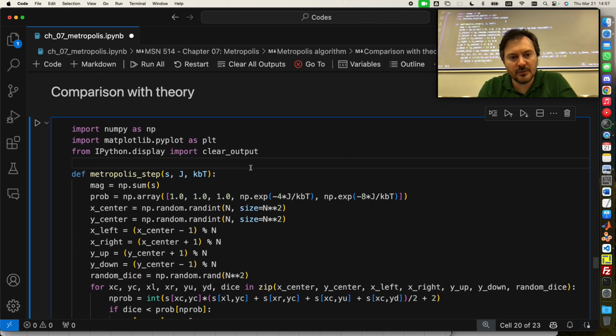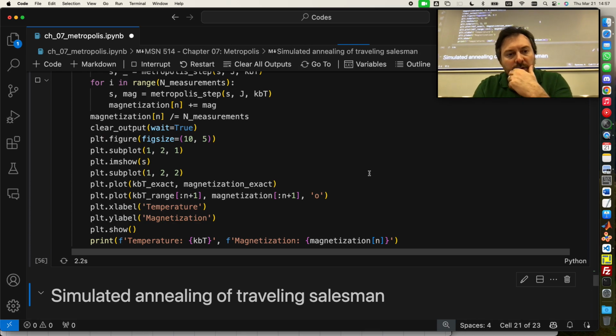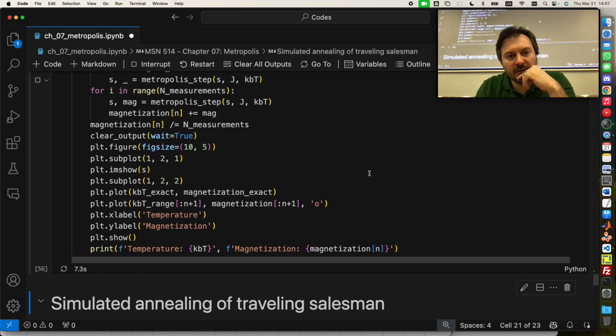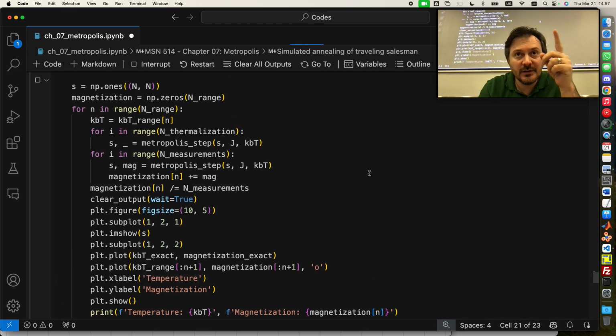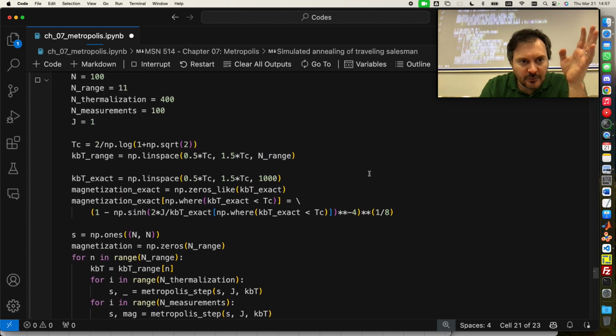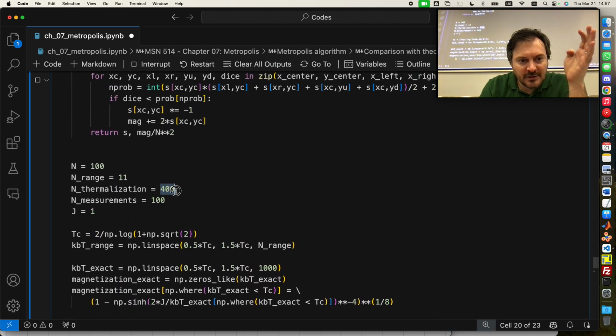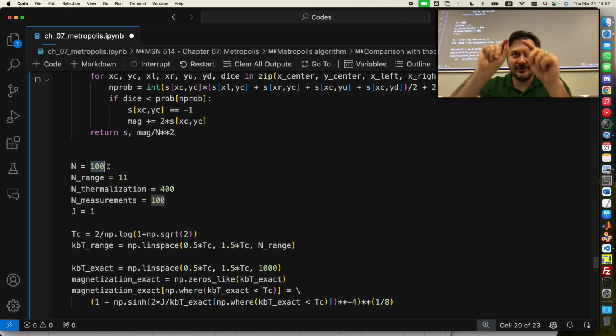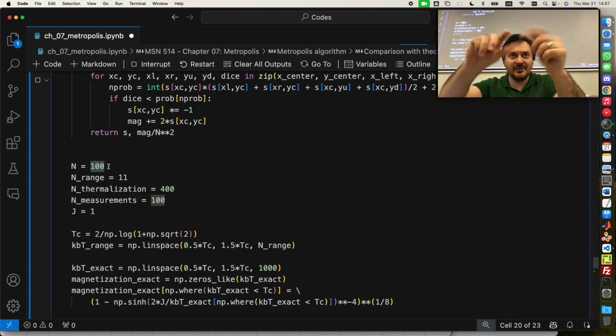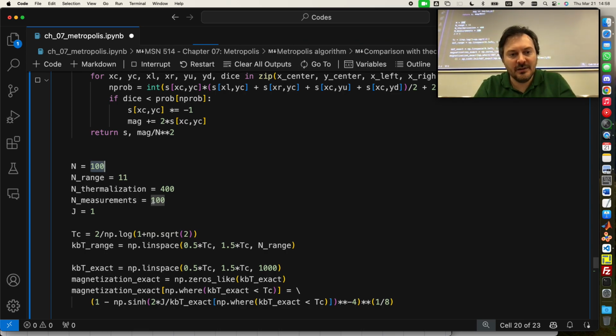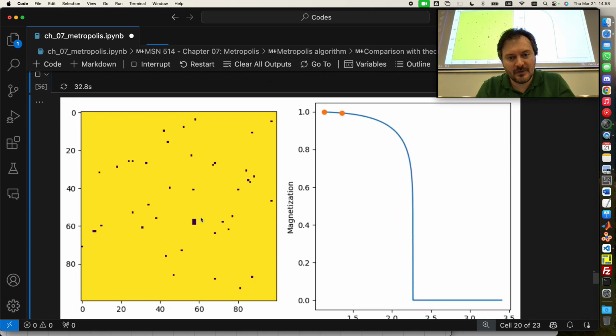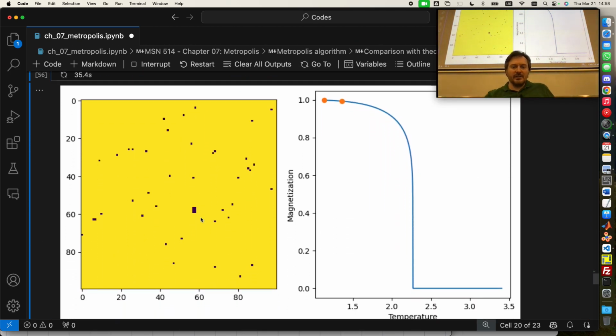So let me run this code. While it is running, it's going to go over certain temperatures. And for each temperature, it's doing 400 times 10,000 trials. That's flipping. Should I flip it? No. Should I flip it? No, etc. Then it does another 100 times 10,000 of that to get magnetization. Okay, here it is working right now.